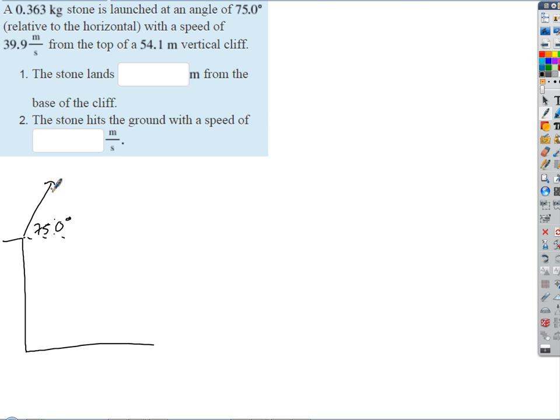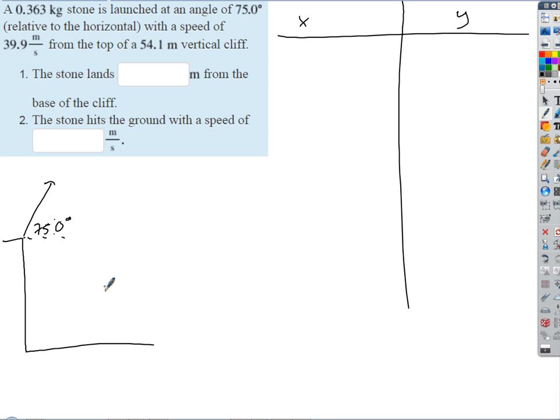Let's break this up into components. So here's our initial velocity vector. I've got to break it into components, right? So if that's v sub 0, we're going to break it into v naught sub x and v naught sub y, and they're at right angles, right? Okay.